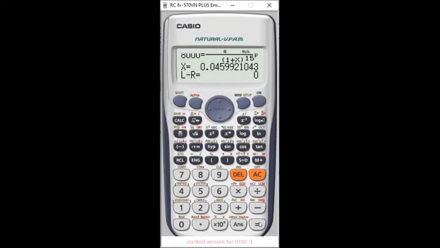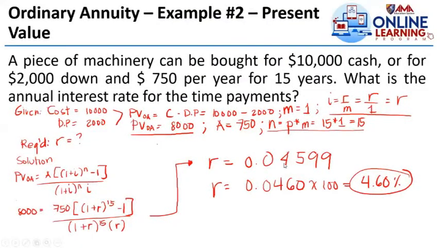So our answer is 0.0459921043. So our answer here would be 0.04599, or rounded off, 0.0460. Then you multiply it by 100 to make it a percentage. So our rate, or our annual interest rate, is 4.60% or 4.6%. Okay, so that's the final answer.